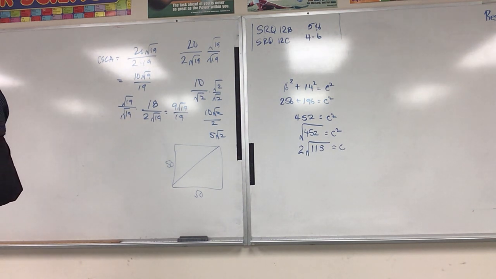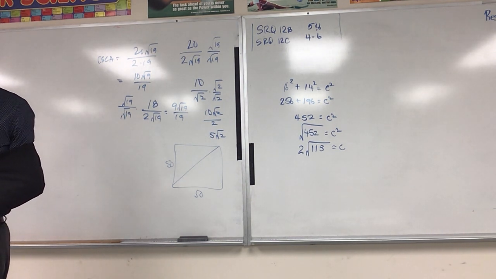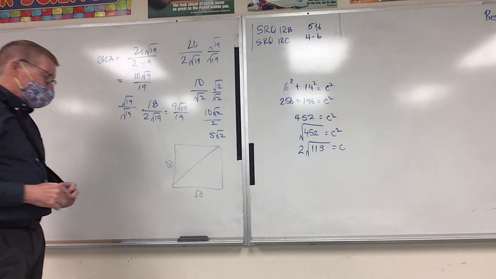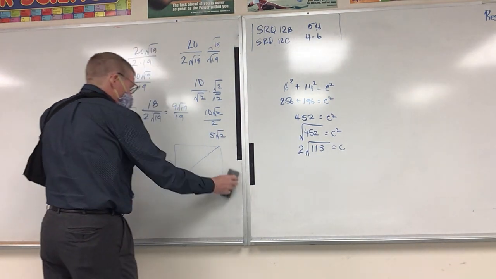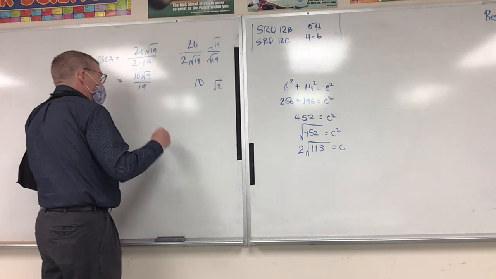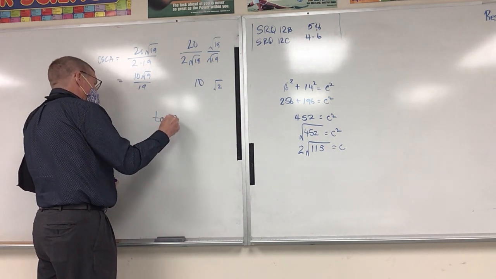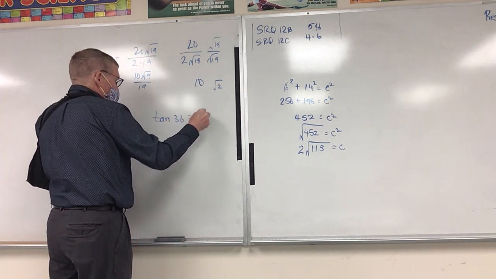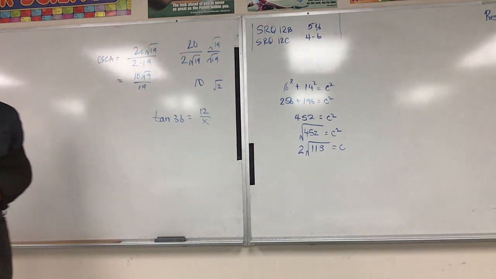Number 16, finding the missing side. I got the 12, I got the angle 36, and I got x. How does 12 relate to 36? Opposite. How does x relate to 36? So therefore, what trig function will I use? Is that the correct setup?